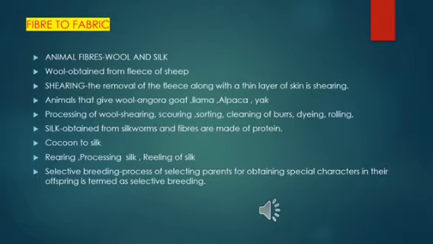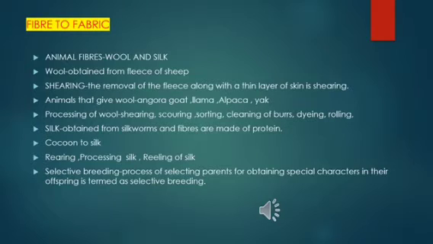Now, in this lesson, when you're going to study fiber to fabric, we have just spoken about animal fibers here. What are the important things that you need to study over here is you have animal fibers, and we have spoken about wool and silk. Now, wool is obtained from the fleece of sheep, and the important term that you remember here is the meaning of the word shearing. That is, the removal of the fleece along with a thin layer of skin is called shearing. Then, which are the animals that give you wool? Of course, Angora goat, the llama, the alpaca, the yak, etc.